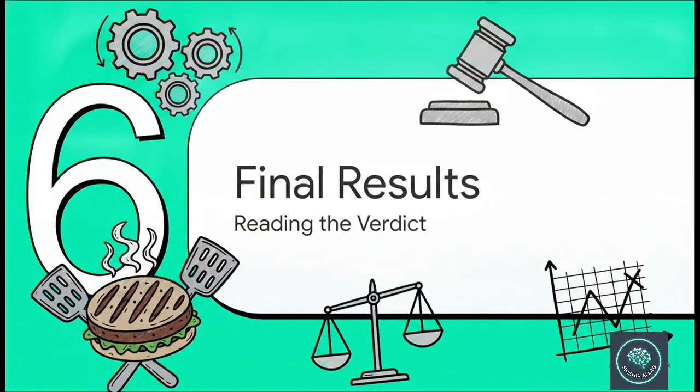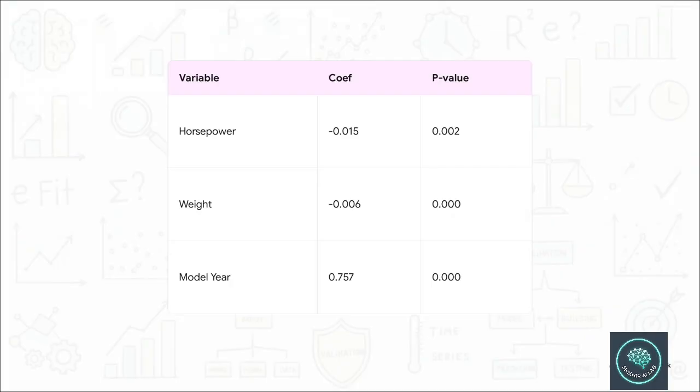Finally, Section 6, Final Results, Reading the Verdict. So the crucial point is right here on this OLS regression results table. Let me guide you through the two columns that matter the most to our final verdict. First up, the coefficient. This tells us the direction and the exact impact of each variable. For instance, horsepower and weight have negative coefficients, meaning as they go up, our miles per gallon go down, which makes perfect sense. Heavy, powerful cars totally guzzle gas. Model year, on the other hand, is positive, meaning newer cars are more efficient.